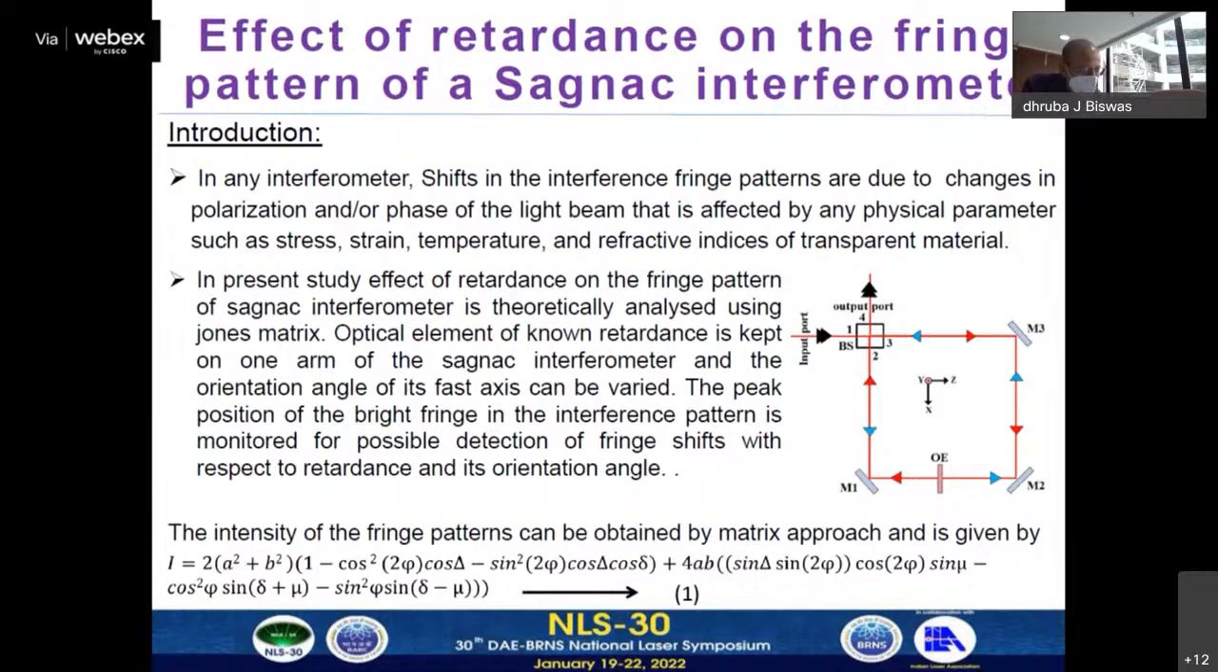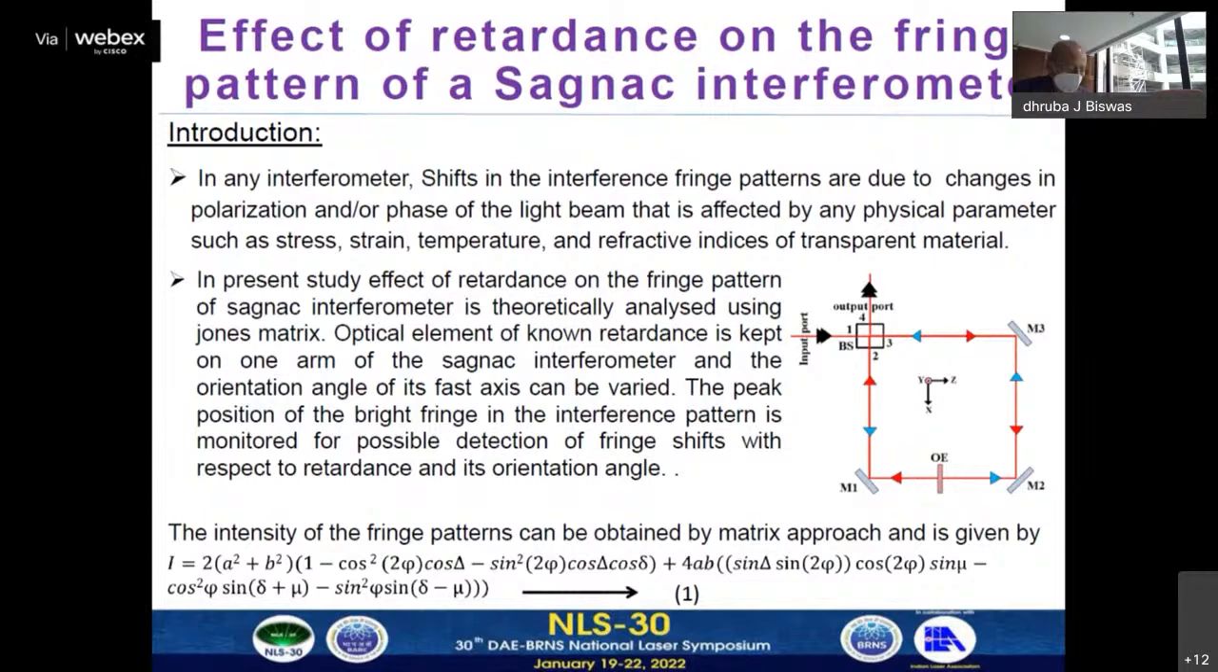As shown in the figure, it is a Sagnac interferometer where we have two ports, one is the input port and another one is the output port. One beam will travel in the clockwise direction and another beam will travel in the anti-clockwise direction. Both will meet at the output port, where we have the intensity fringe pattern.